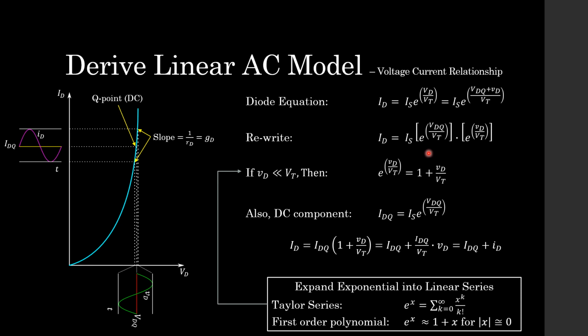And then we look at the DC component of this equation over here. We simply know that our IDQ, which is our DC current, can be represented by that DC component of the equation. So we take this approximation, or rather expansion of an exponential, and we take this DC current and we replace it in the equation ID to end up with this. Now on to the next step, students.